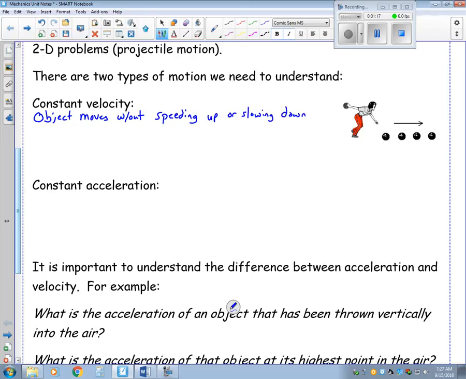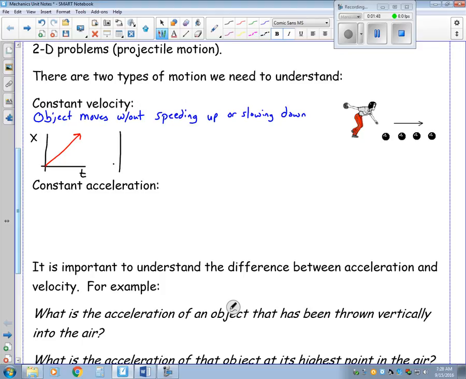So a bowling ball is a great example of this, because once you get a bowling ball moving down the lane, it's not going to speed up because you're not adding anything to it, and it's not going to slow down because there's so little friction between it and the floor. So a bowling ball is actually a really good example of constant velocity. So if I were to make a position versus time graph for constant velocity, I would see a nice even change in the object's position with time.